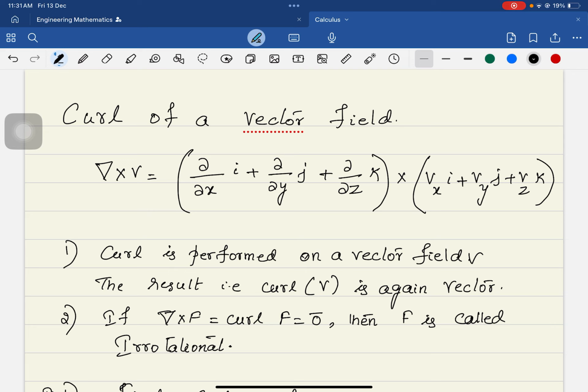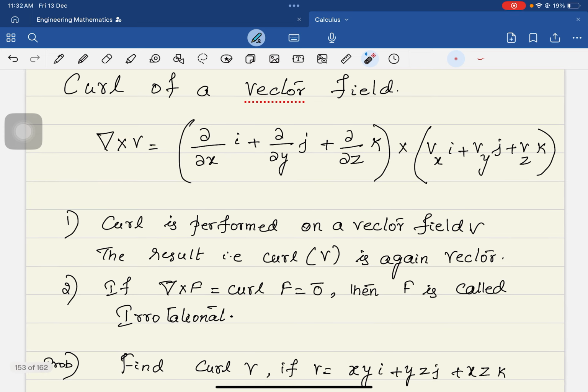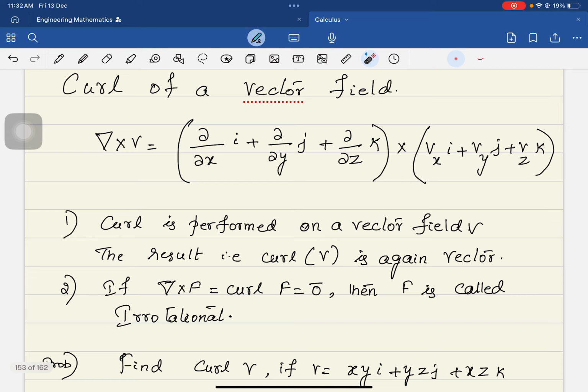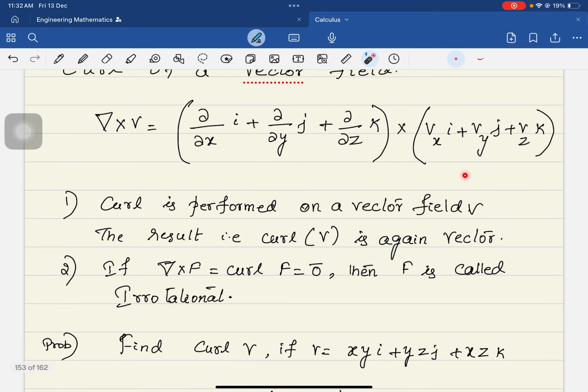In today's lecture, I am going to explain how to calculate the curl of a vector field. Curl of a vector field V is given by del cross V, where del is ∂/∂x i, ∂/∂y j, ∂/∂z k, crossed with the function V, which is given by Vx i, Vy j and Vz k. We know how to find the cross product of any two vectors, and the same procedure we will follow to find the curl of the vector field.